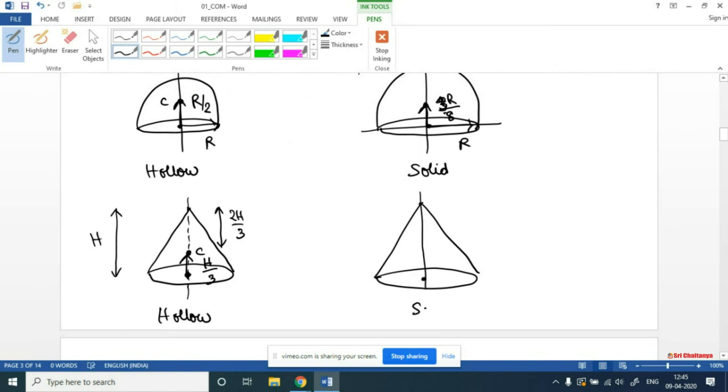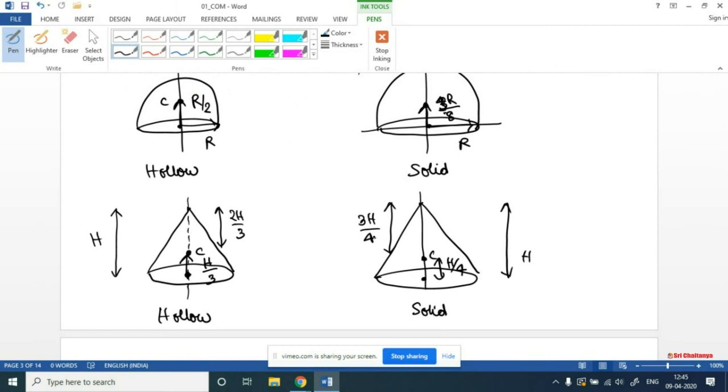Okay, that is a solid one. And its height is say h. So its center of mass is going to be nearer to the base. So this here is h by 4, and from the apex it is going to be 3h by 4. One can derive these formulas by choosing an appropriate element and integrating.